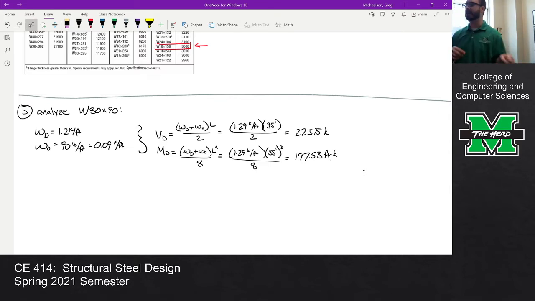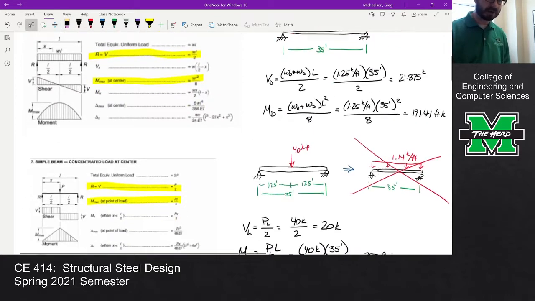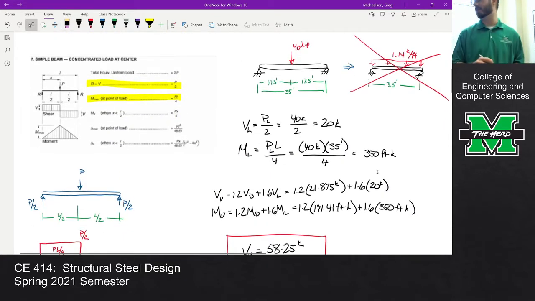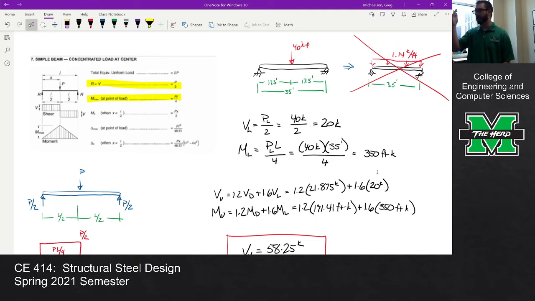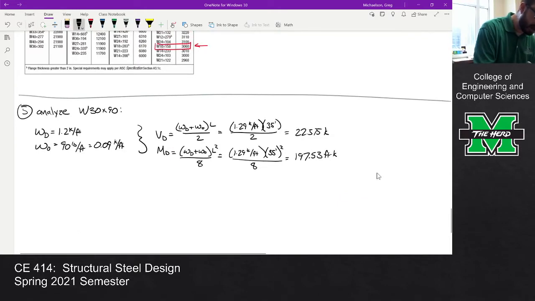Now that's the dead loads. For the live loads, we really don't need to update anything from what we got before. If you scroll up here, this was the case we were looking at. Remember, don't turn it into a distributed load. We got a VL of 20 kips and an ML of 350. Well, it's still a 35-foot beam with a 40 kip load at midspan. That didn't change, because the live load was independent of what beam we picked. So I can still use the VL of 20 and the ML of 350. There's no problem using that all over again. So we'll say VL is 20 and ML is 350.